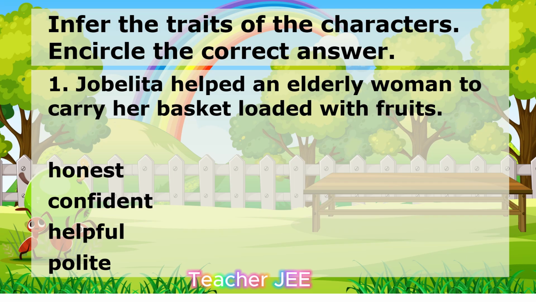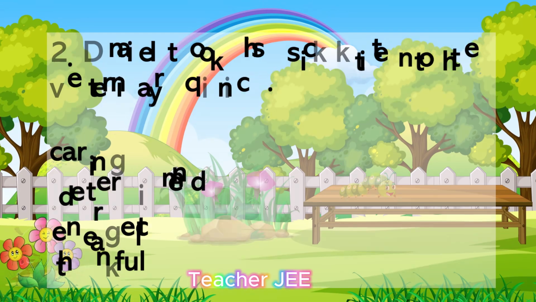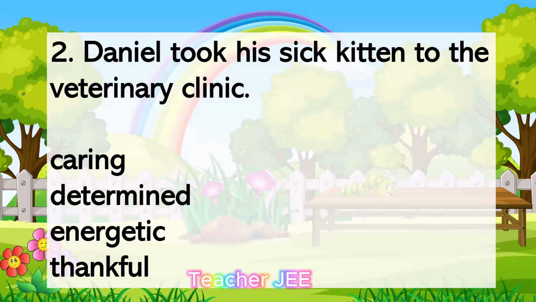Infer the traits of a character and encircle the correct answer. I'll read to you number 1 and the other numbers. Just pause the video to answer. Number 1. Jovelita helped an elderly woman to carry her basket loaded with fruits. Is it honest, confident, helpful, or polite? You do number 2 and the other numbers.